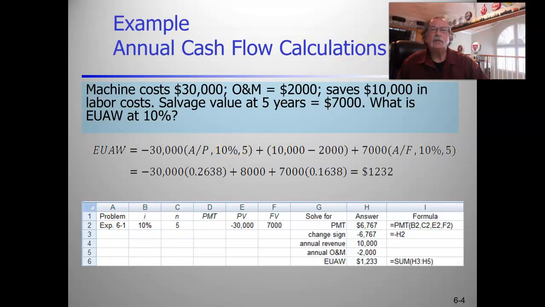An example: we have a machine that costs $30,000, operating and maintenance of $2,000, and it saves $10,000 a year. What is its annual worth at 10%? Now you should recognize this problem from the present worth analysis. It's the same problem. Let's look at this in Excel and how to analyze this.